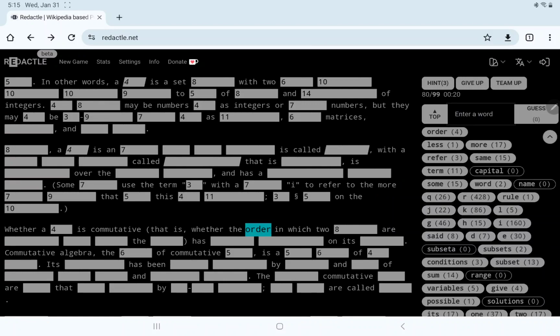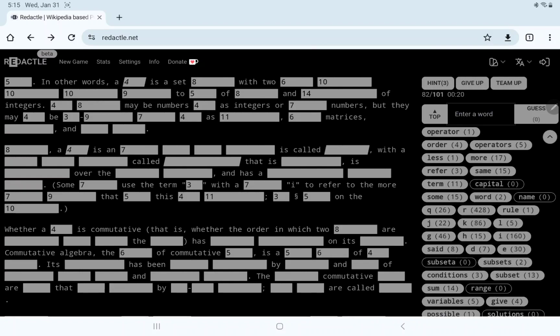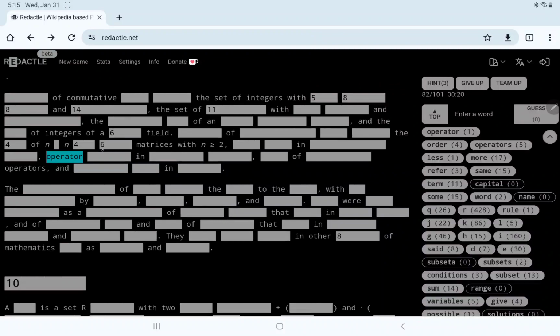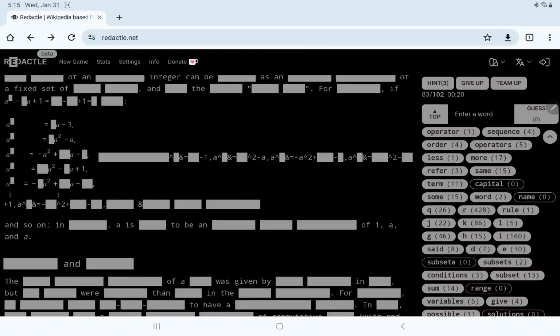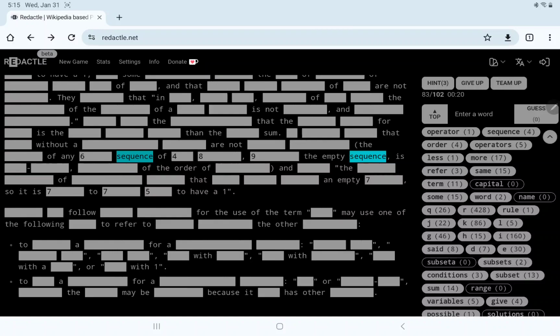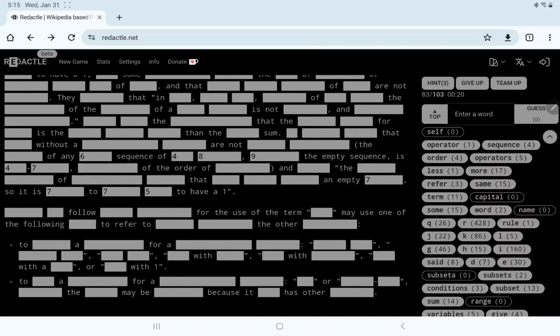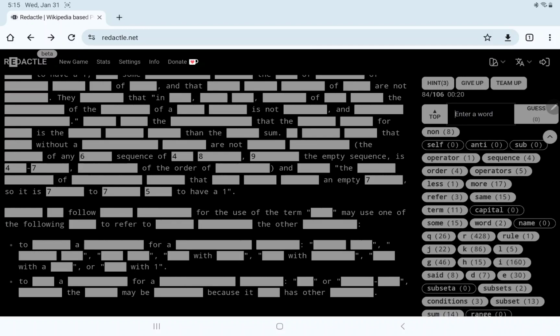Ooh, whether the order in which two operators... operator, give me heaven, give me the answer, please. Operator sequence. The empty sequence is something. Something is self. No. Anti. Well, let me try sub. No. Non.